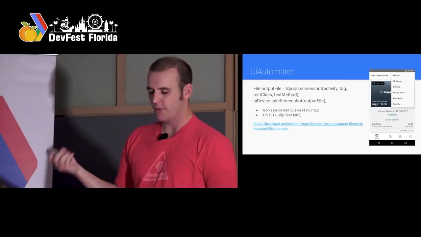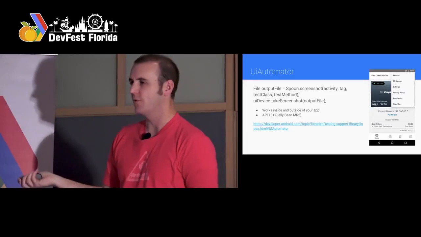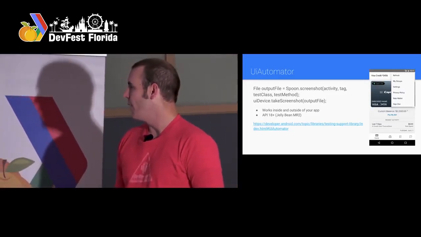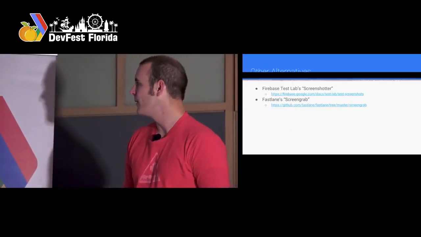With UI Automator, you have to do a little bit more work because it doesn't know about Spoon's reporting structure. So you have to go ahead and take the screenshot and then actually save it to the file that you care about. As I said, this is only available in 18 and up, but this is kind of the way most people do it because you get everything.